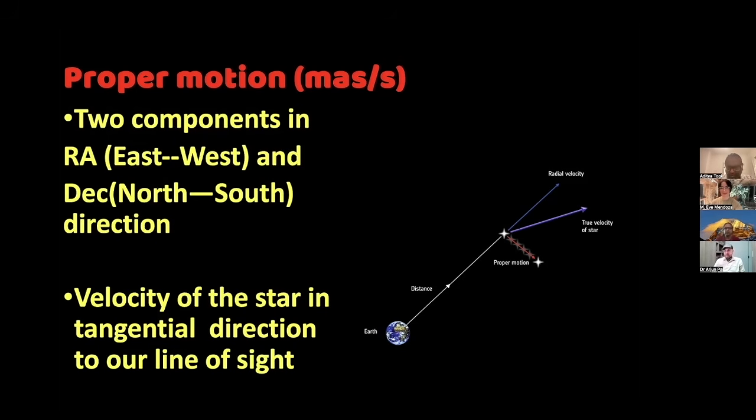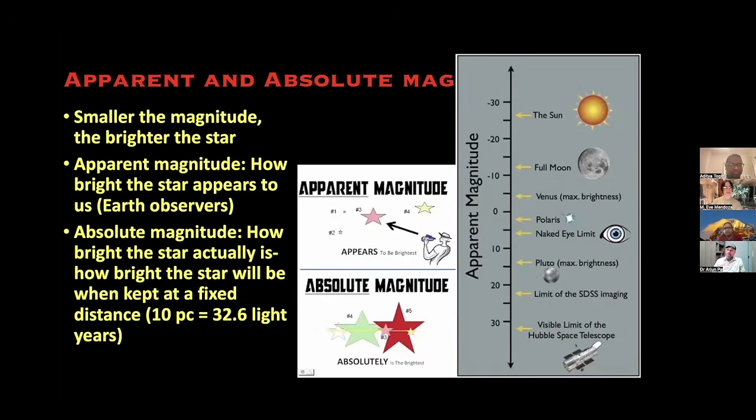Proper motion. Okay. So one is RA, which is basically left and right, and up and down is declination, Dec, right? Yeah. And the units are milli-arc seconds per year. So that's what we measure in terms of angle.